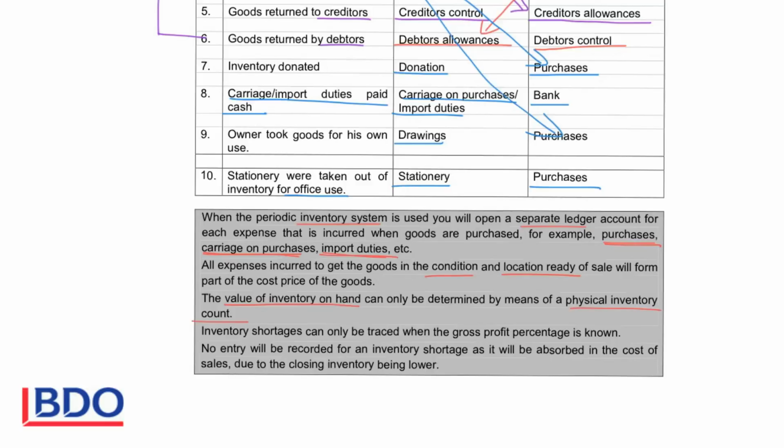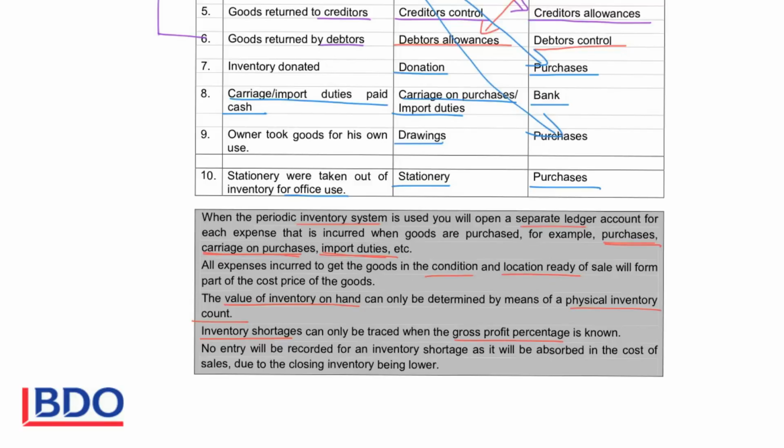So in the perpetual system, you can balance your inventory account to determine how much inventory there should be in the business. In the periodic system, there's no way to calculate how much inventory is available except if you do an inventory count. Inventory shortages can only be traced if you know what the gross profit percentage is, and you use your gross profit percentage on the total sales price to determine what the closing inventory should be, and then you see, okay, it's less than that amount, so we discover the inventory shortages.